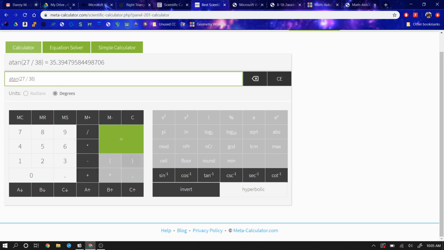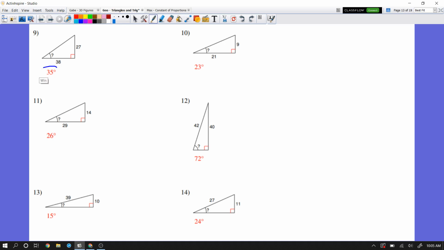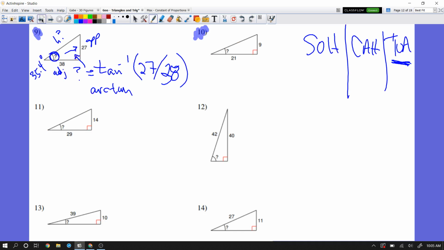Okay, so about 35.4 degrees. So the angle we're looking for is about 35.4 degrees. Let's see if that's right. Hey, look at that. Okay, cool. So the process is not crazy. It's not anything super wild or anything like that.